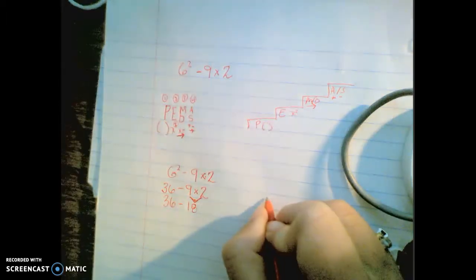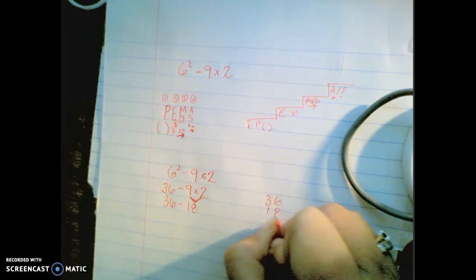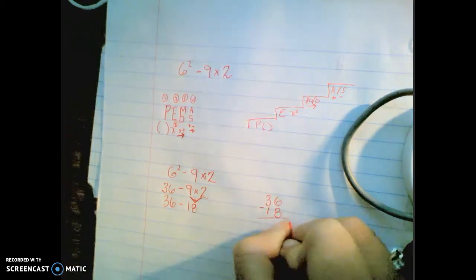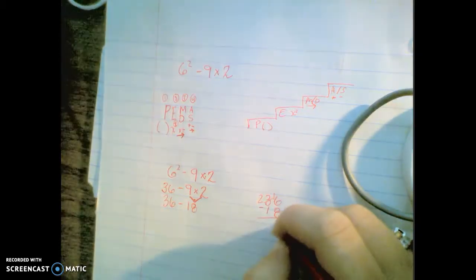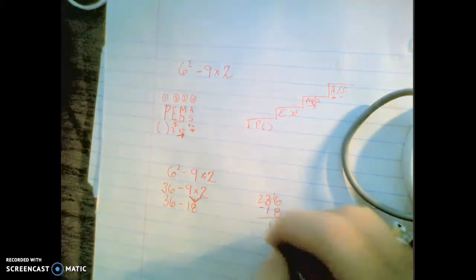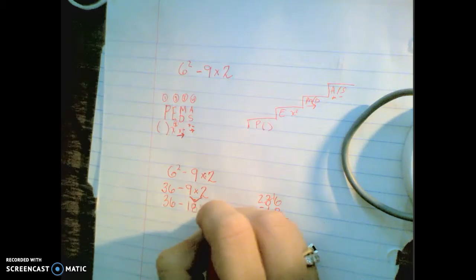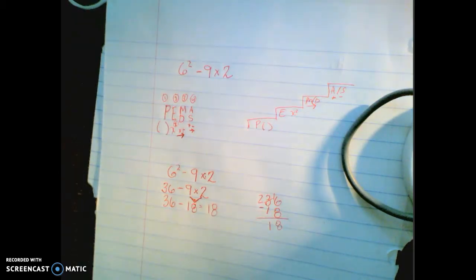When I get to addition or subtraction, I've trained myself to really check, am I ready to stitch up this patient? Or are there other things that need to be done? In this case, nothing else to be done, so the patient is ready to be stitched up. 36 minus 18, and I would do that over here in my work zone because I have to do some borrowing. 16 minus 8 is 8. 2 minus 1 is 1. And I end with 18 as my answer.